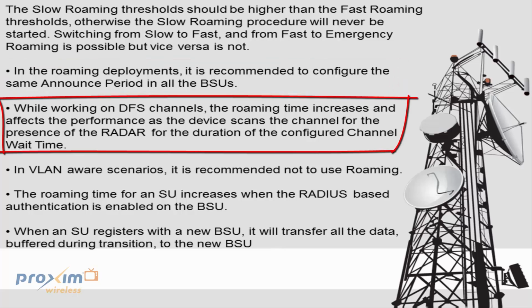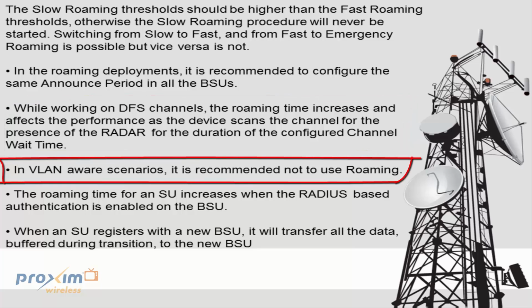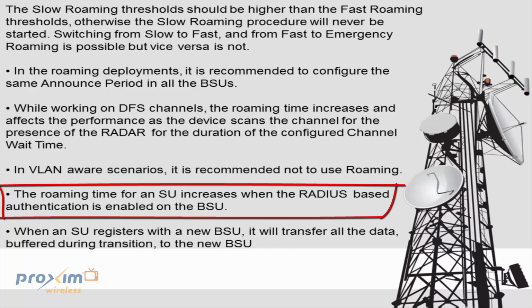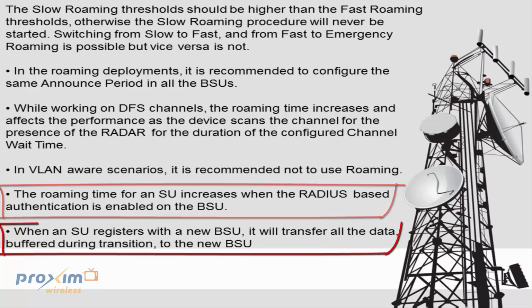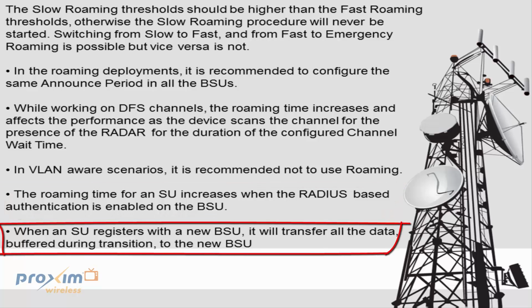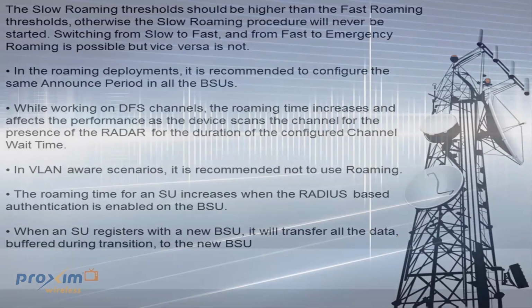While working on DFS channels, the roaming time increases and affects the performance, as the device scans the channels for the presence of radar for the duration of the configured channel wait time. In VLAN aware scenarios, it is recommended not to use roaming. The roaming time for an SU increases when RADIUS authentication is enabled on the BSU, and when an SU registers with a new BSU, it will transfer all of the data buffer during transition to the new BSU.